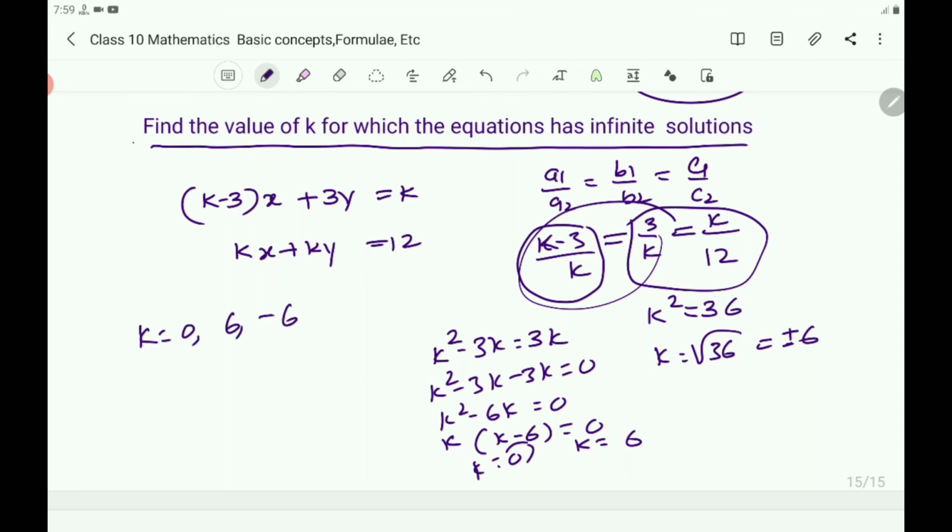Here the value of k may be 0. But you know that k should not be 0, because if k equals 0 you will not get the linear equation, so you should leave this one. So you take 6 or minus 6. So the plus or minus 6.